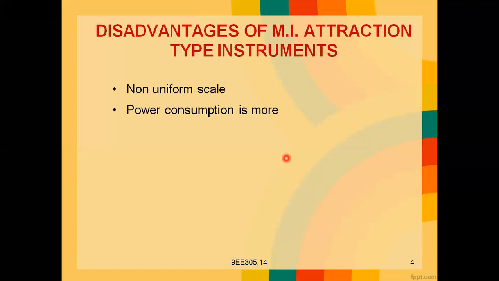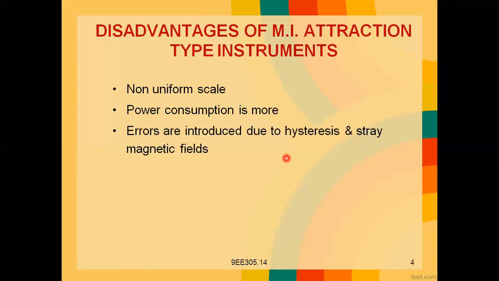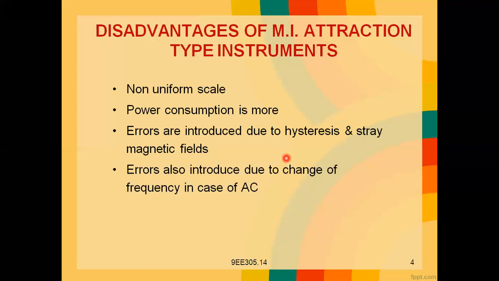And then power consumption is more. Errors are introduced due to hysteresis and stray magnetic fields. We will see about the hysteresis error later on and stray magnetic fields also later on. Errors are also introduced due to change of frequency in case of AC. So when we use MI instrument for AC, we will have some additional errors added. That is frequency error.